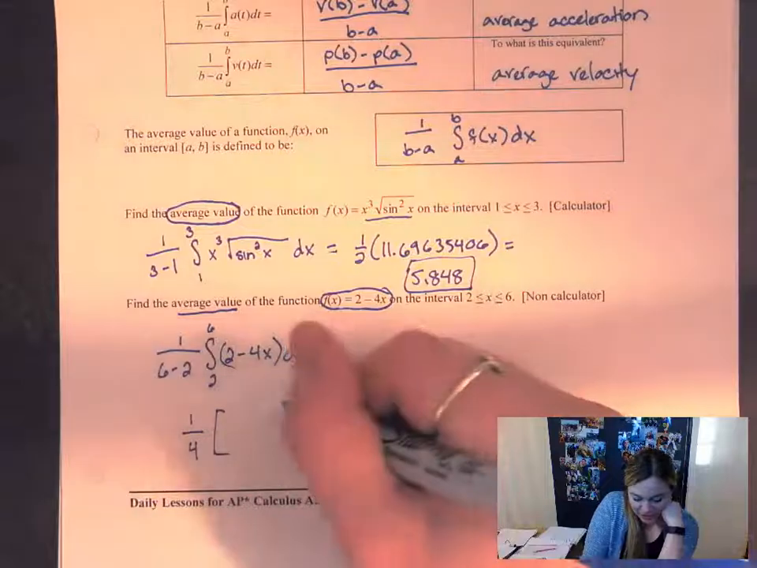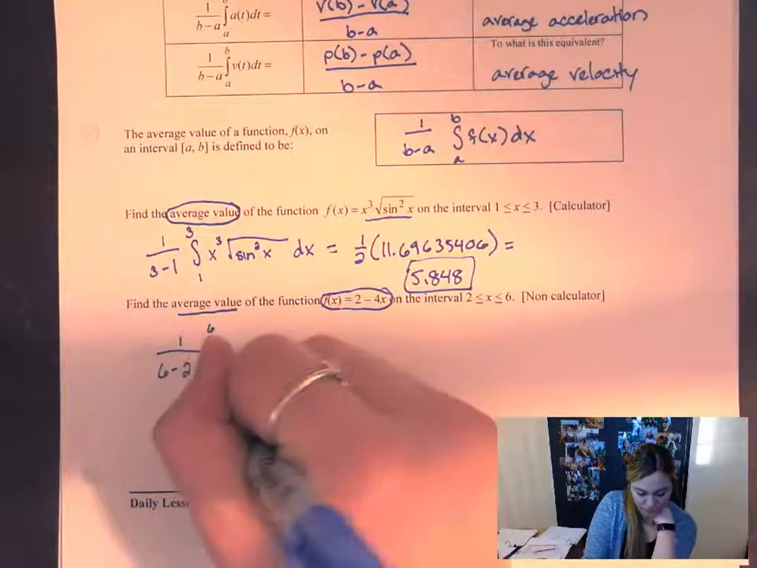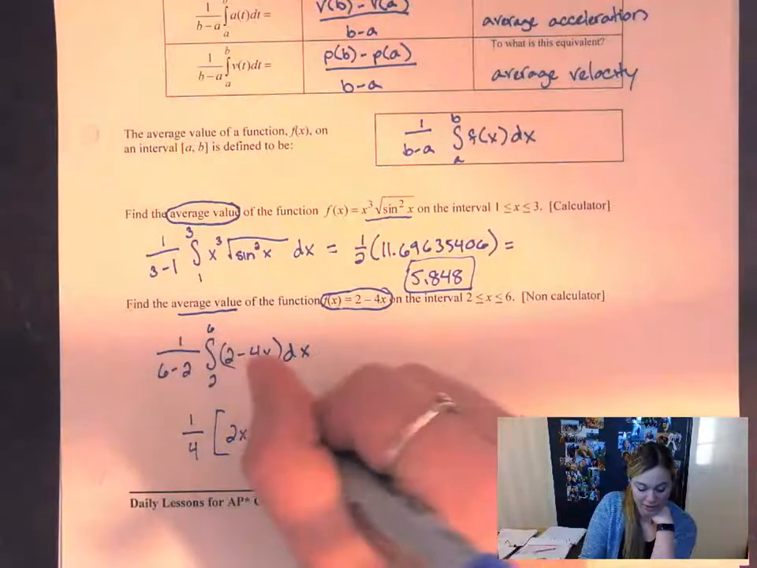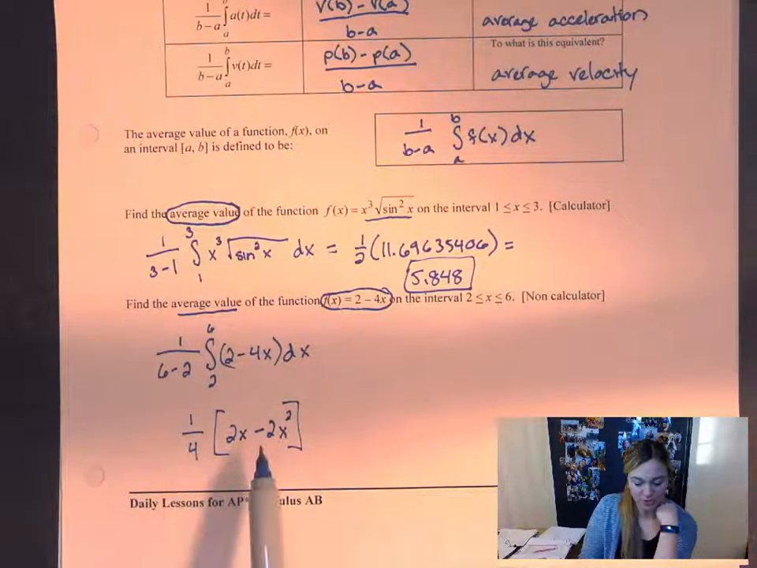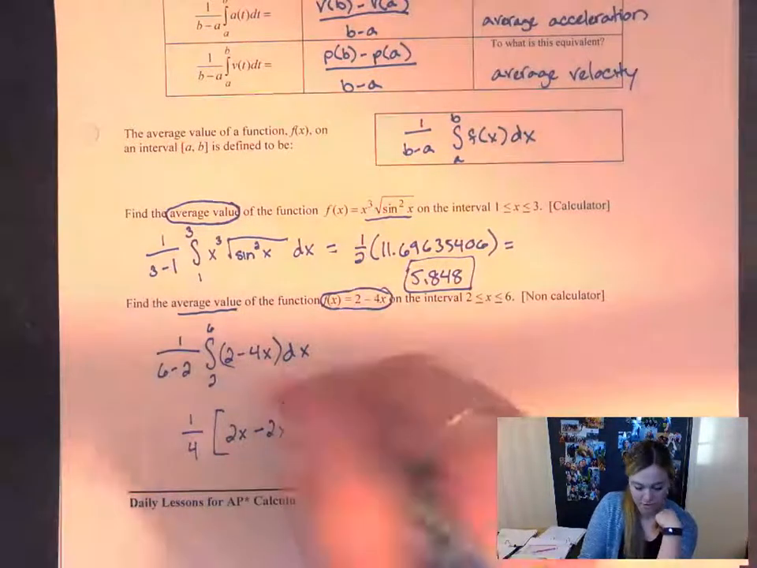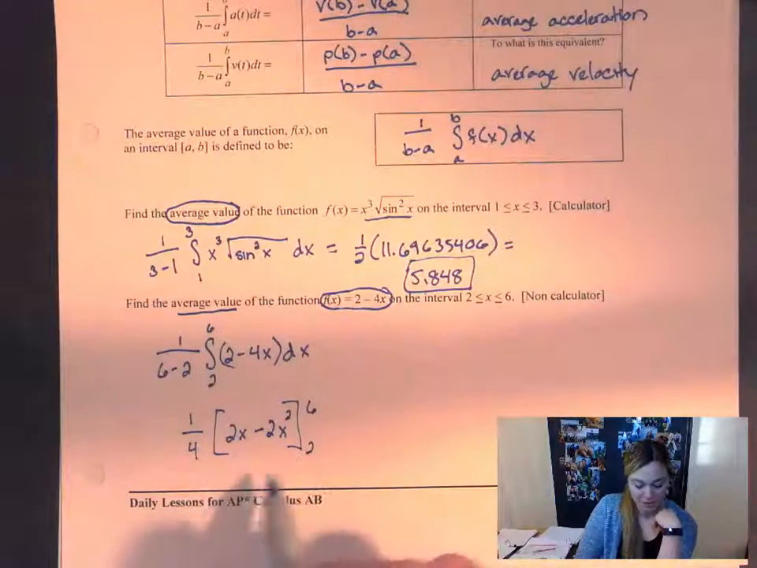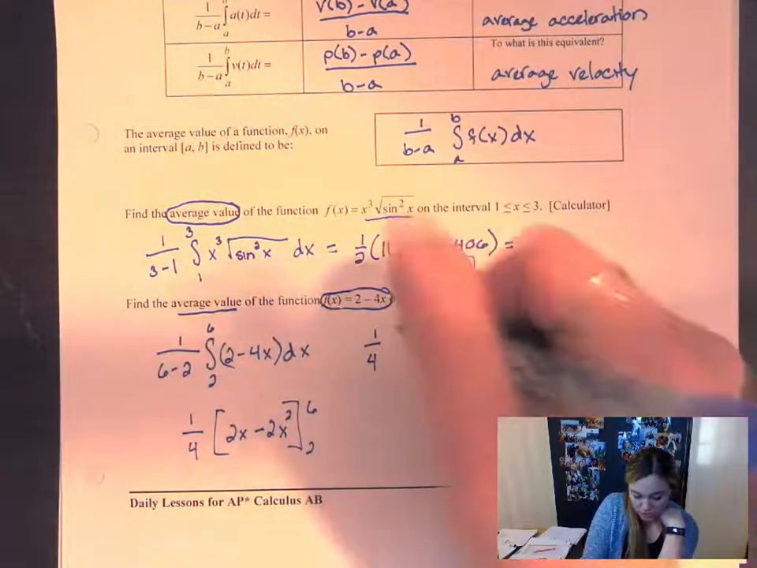This part I'm going to integrate. So the antiderivative of 2 is 2x. The antiderivative of 4x squared: add 1 to the exponent, divide by the new exponent. And then just to be sure that you did this correctly, I would actually take the derivative. The derivative of 2x is 2, and then I get negative 4x, we're good. I'm going to evaluate from 2 to 6. Remember, f of b minus f of a, you have to substitute in 6, substitute in 2.